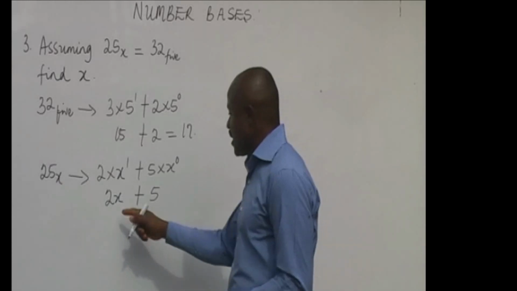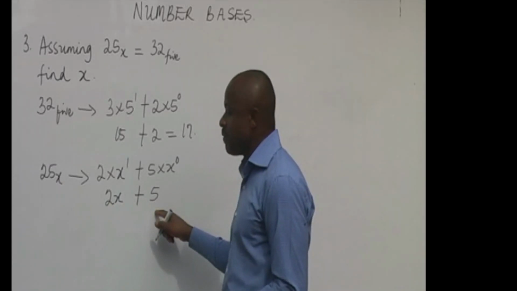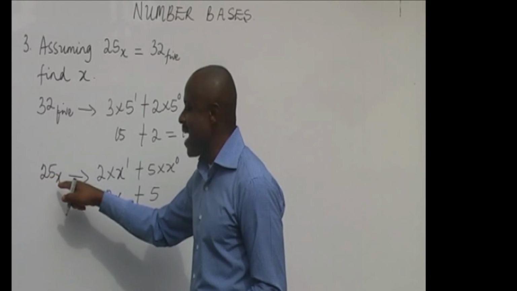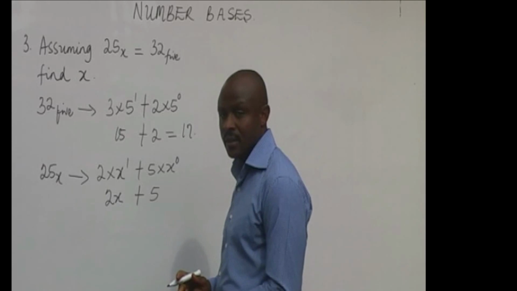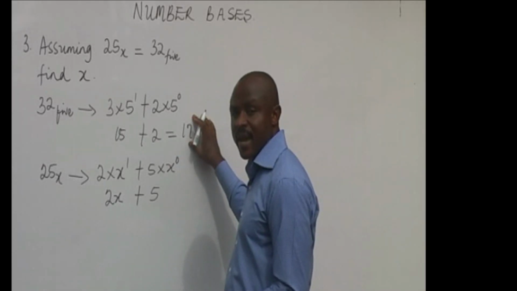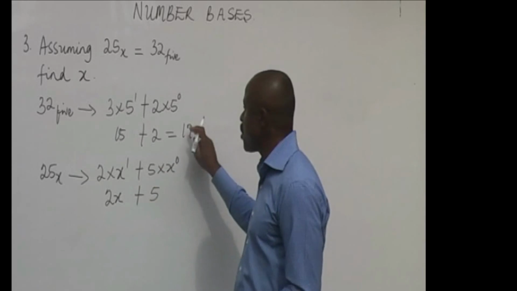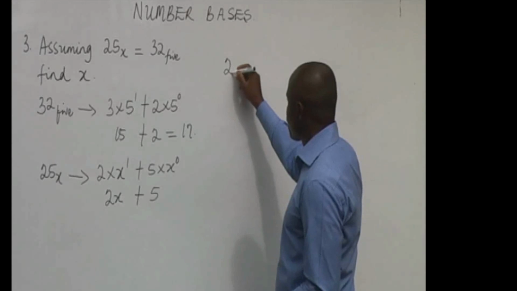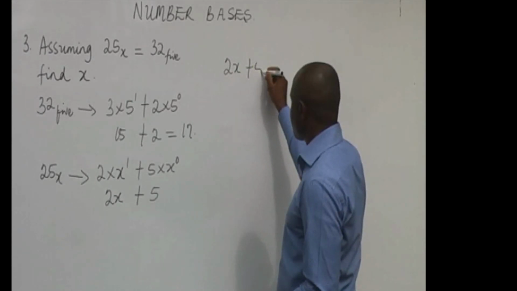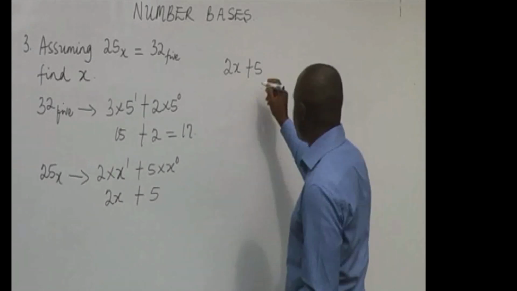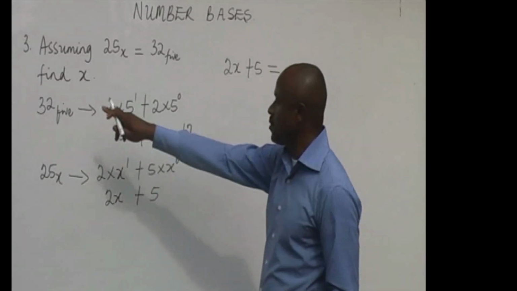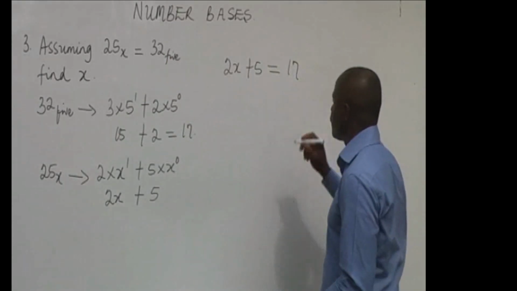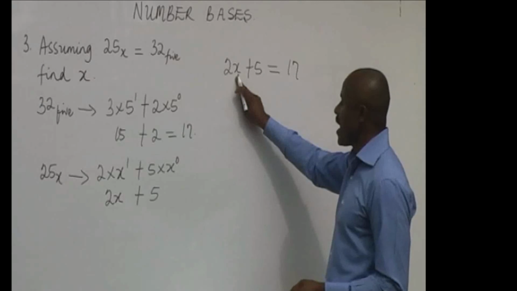Now, this 2x plus 5 is the value of 25 base x in base 10. And already you have converted this number to base 10. That means equate this and this, because the equation says that this is equal to this. So we are going to have 2x plus 5 is equal to the value of 32 base 5, which is 17 in base 10. If you simplify this, you can find x.